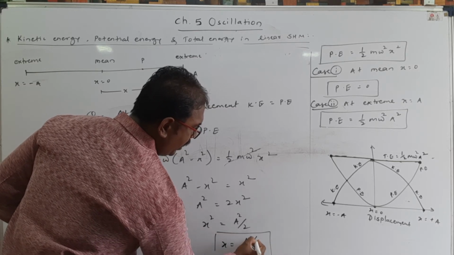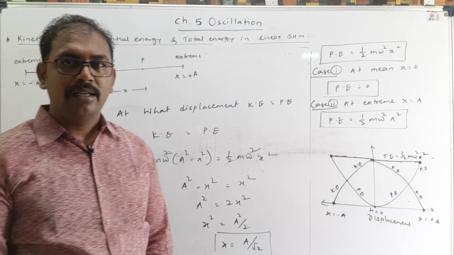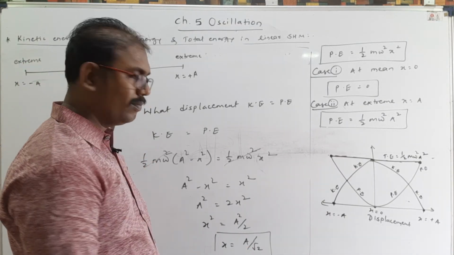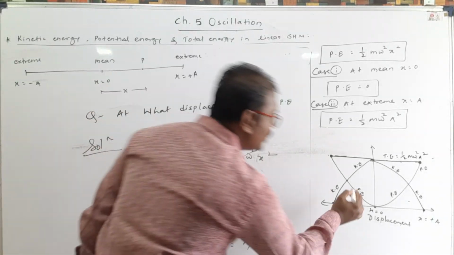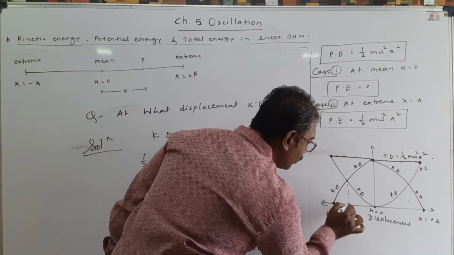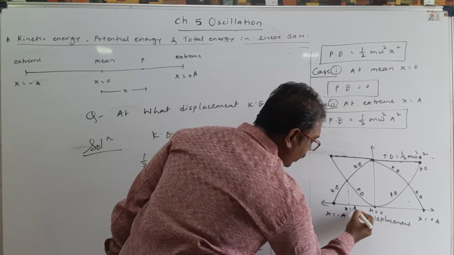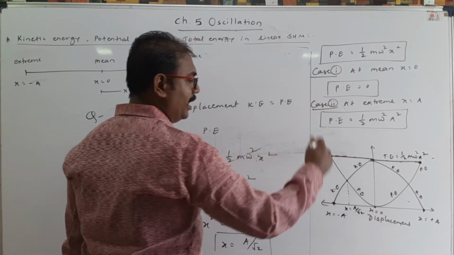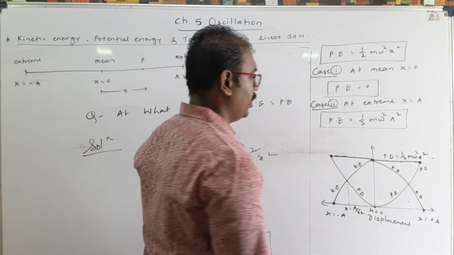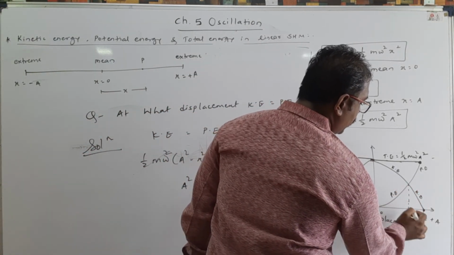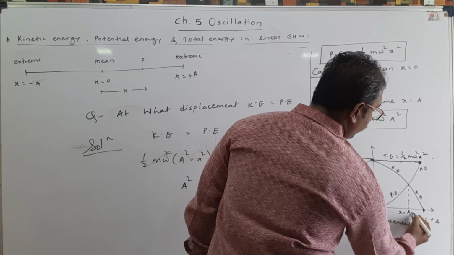So this a by root 2 is x. I hope this is visible. This is visible. So at this displacement, x is equal to a by root 2, both kinetic energy and potential energy are the same. So here also, this is x is equal to a by root 2.